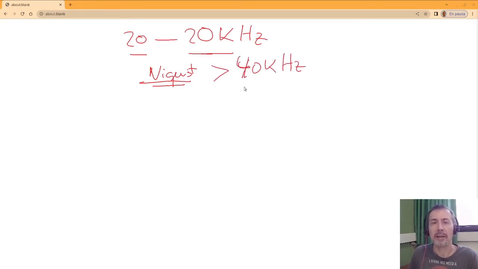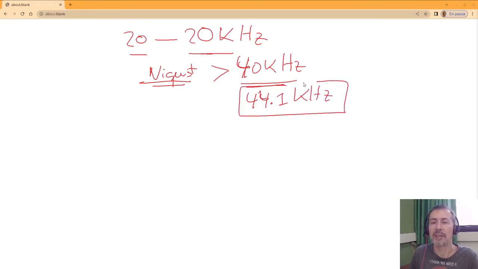We usually sample sounds at 44.1 kilohertz. This is the usual sampling rate, because with this we cover the whole range of frequencies that we can hear. So we will need to take all those samples per second.